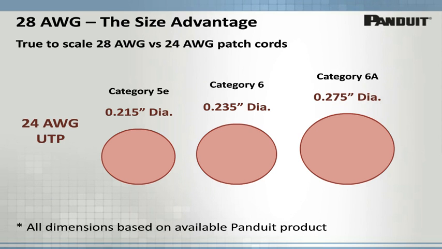Let's take a closer look now at the exact size advantage of 28-gauge cabling by comparing it to typical 24-gauge cabling. Here are the diameters and true-to-scale images of available 24-gauge patch cords in category 5E, 6, and 6A performance levels. And just a quick note that all of the dimensions that I'll be referencing in the presentation are from available Panduit product, not just because we have all these products, but because I can't speak to specific dimensions of other suppliers' products. So just to keep everything fair, we'll be discussing dimensions with Panduit product.